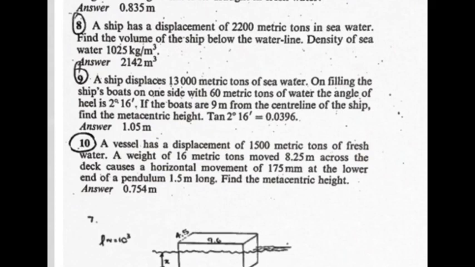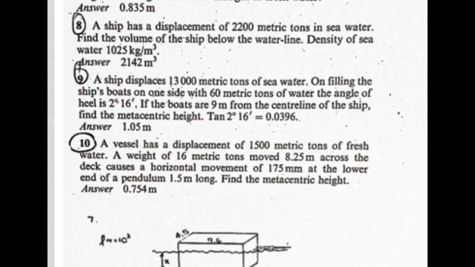In number 9, we look at our first stability problem, and there's some odd wording here. They talk of ship's boats, but that simply means a tank. So this ship, which happens to have a 13,000 metric ton displacement, has a tank, 2 tanks in fact, and one of the tanks is filled with 60 metric tons of water. But because it's on one side of the vessel, it heels by 2 degrees 16 minutes. So it rolls over slightly by 2 degrees 16 minutes. And we're told that this tank is 9 meters from the center line of the ship. So basically what it means is 60 metric tons at 9 meters from the center line causes that much roll.